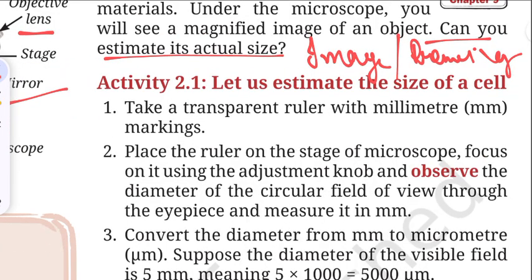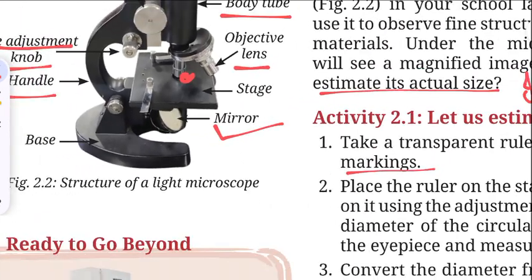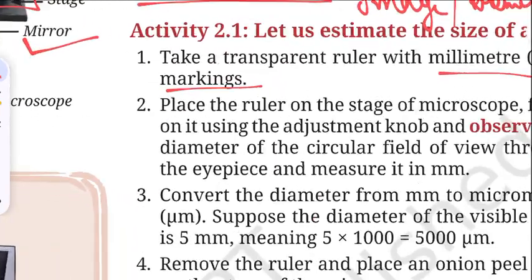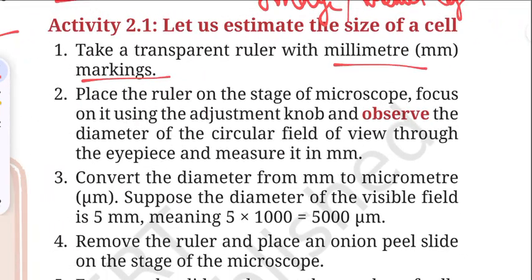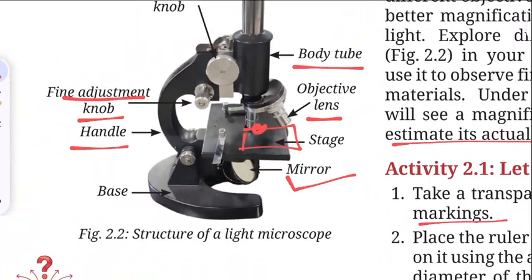Let us estimate the size of a cell. Now you will be estimating the size of a cell. Take a transparent ruler of millimeter. Millimeter, you know, it is in millimeter only. Place the ruler on the stage of the microscope. Stage means here. Here you will place that ruler. Fine. Focus on it using the adjustment knob. With this adjustment knob, you can focus more on the object.